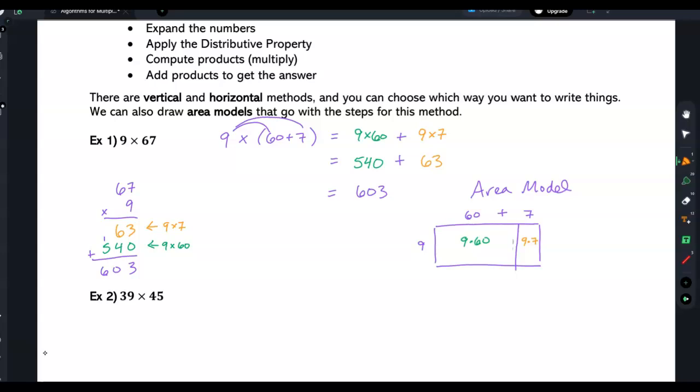But the idea is just that, instead of finding the area of the whole rectangle by doing 9 times 67, I could find the area of these two separate rectangles, which is a little easier, right? The multiplication 9 times 60 and 9 times 7 is a little easier than 9 times 67. And then the area of those two rectangles together would add to give me the area of the whole rectangle.